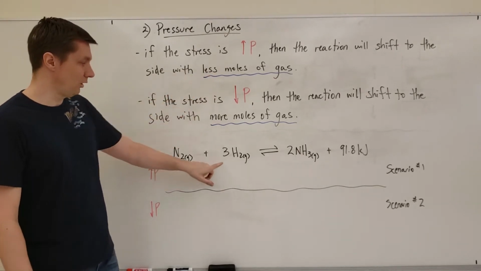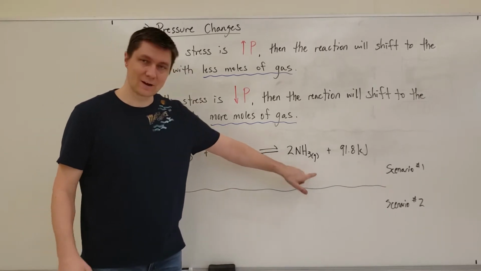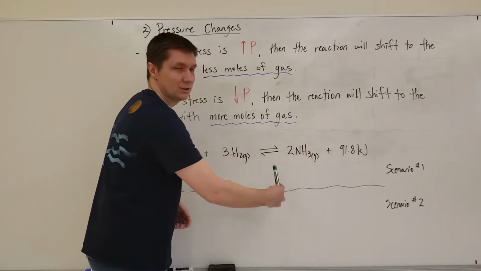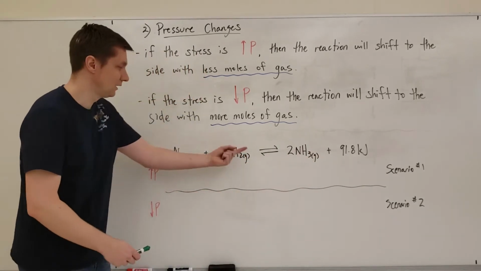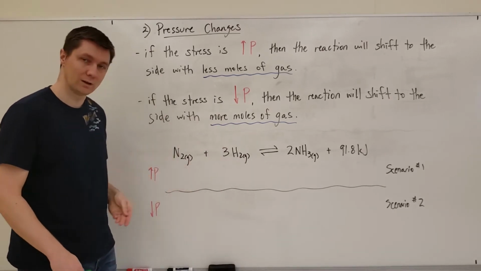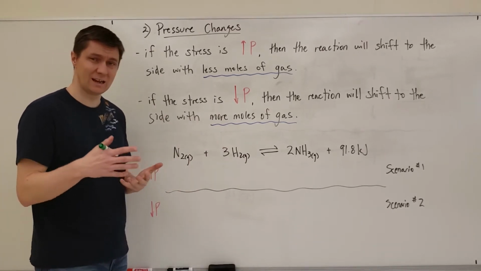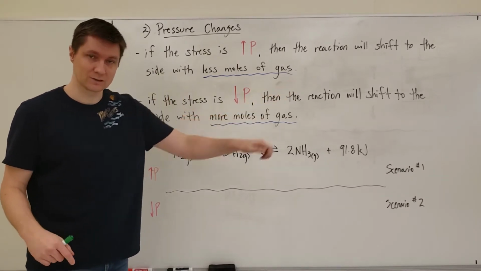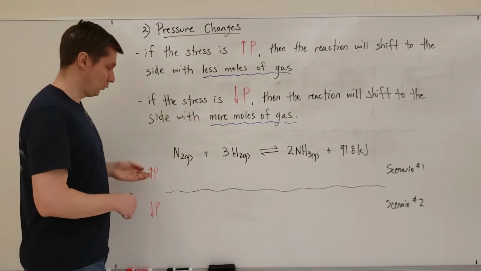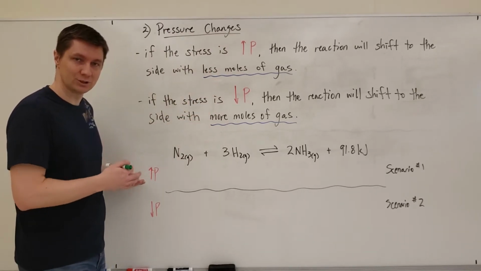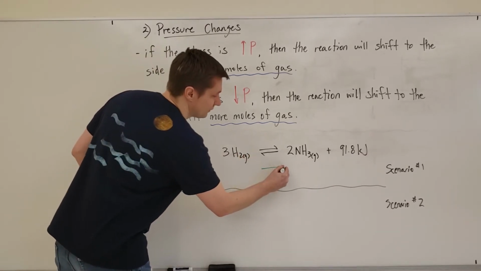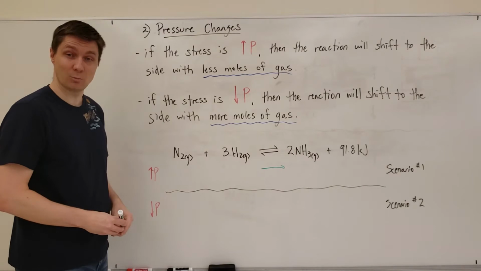Now you can see that all of these substances here are gases, so I have to take all of that into account. This side of the reaction has a total of 2 moles of gas. This side has a total of 4 moles of gas, 3 hydrogen and 1 nitrogen. And so the side that has less moles of gas is the product side. This is something you just have to memorize: when an increase in pressure happens, it's going to shift to the side with less moles of gas. So this reaction is going to shift to the product side.